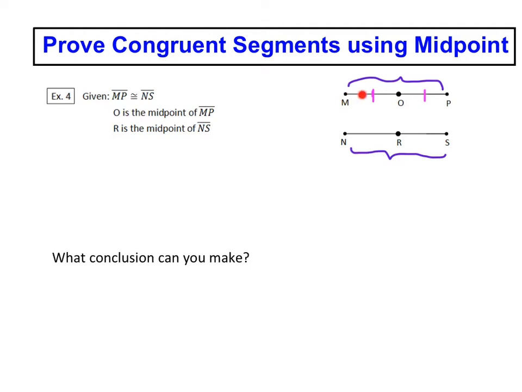So because we know that MP and NS are congruent, if you have midpoints in both, then those are going to be congruent, the same congruency marks. Alright, so what conclusion can we make based off of this? Well, looking at the figure, it looks like we have a lot of congruent segments. So we can conclude that MO is congruent to OP, which is also congruent to NR, which is also congruent to RS.